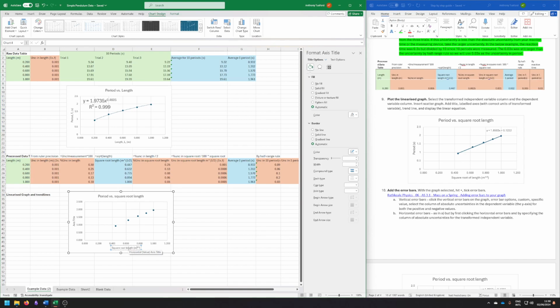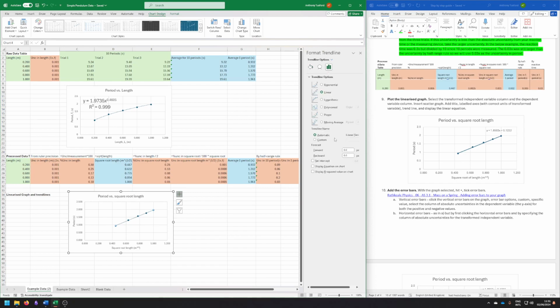And to get superscript, I hit Control Shift plus. Meters to the power of a half. Period, measured in seconds. We add trend line, more options. Hit the trend line options tab. So linear, automatic's fine, display equation.